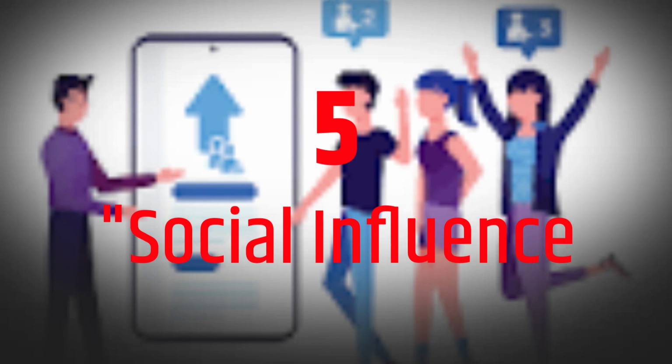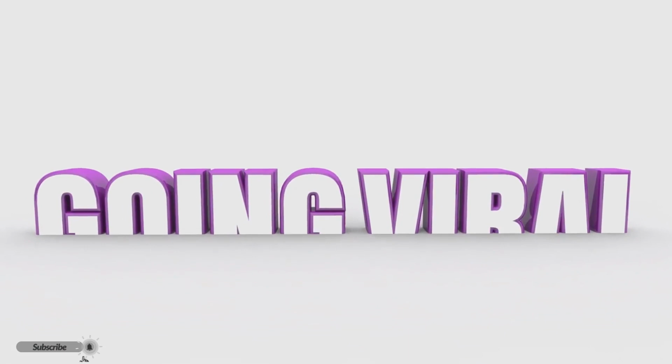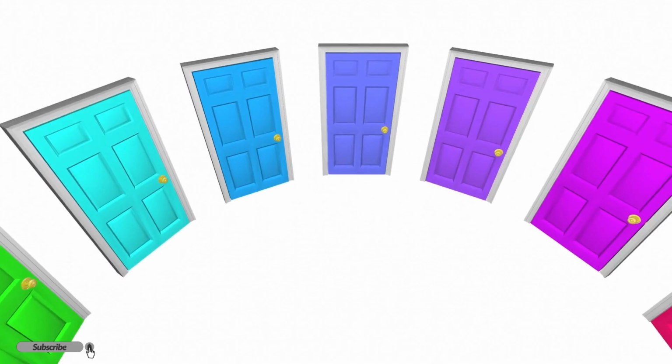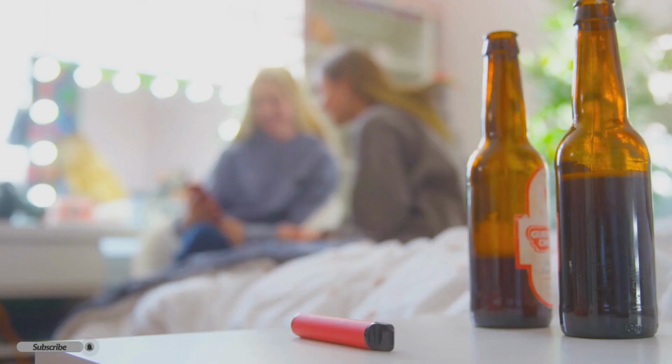Social influence. Social influence is an invisible force that surrounds us, shaping our choices and behaviors based on the people and groups we interact with. From peer pressure to societal norms, this book reveals how our decisions are often guided by the currents of social influence, even when we're unaware of it.